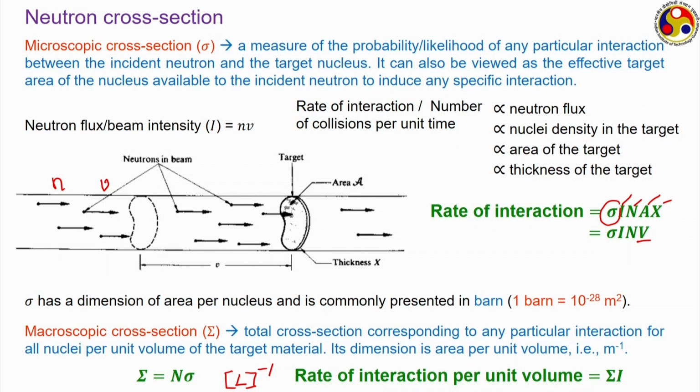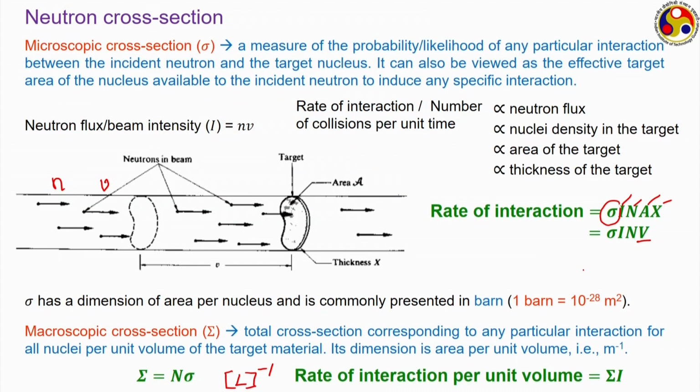And accordingly, comparing with the previous equation, the rate of interaction per unit volume can be written as sigma into I, that is, the macroscopic cross section multiplied by the neutron density. And this is the equation of our interest, because here the rate of interaction can be represented in terms of two quantities. One is sigma, that is the nature of the target nucleus, and the other is I, which is the property of the beam which is being incident on the target.